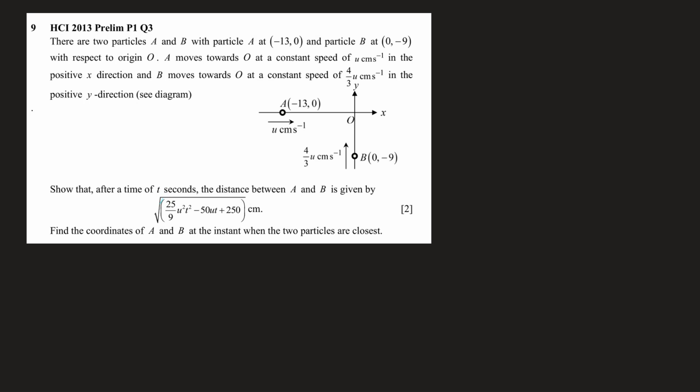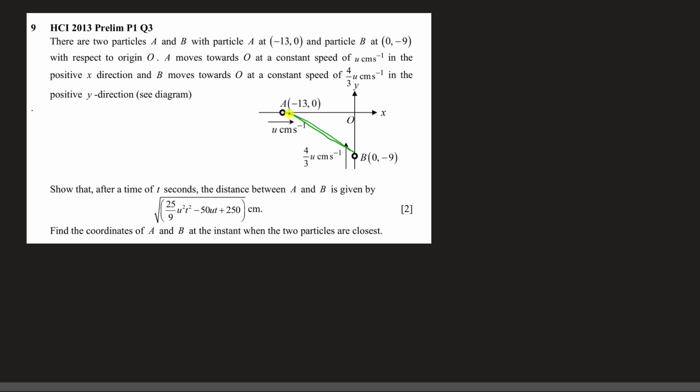So distance between A and B, just join them up, and you will sort of form a right angle triangle here. And our job is just to find the hypotenuse. And to do that, we will first of all need to find this length and this length. At time t, B will have traveled a certain amount, right? And we got to find out where is B after t seconds.